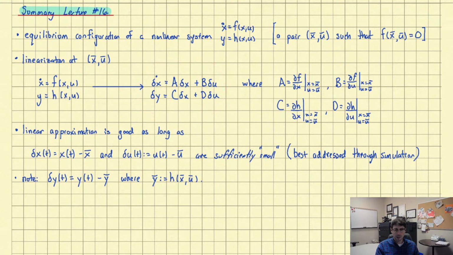So first, let's talk about the matrices A, B, C, and D. A is just a matrix of partial derivatives of the nonlinear model with respect to x. So you take the nonlinear state equation, take partial derivatives of this function with respect to x, and that gives you the A matrix. Don't forget to evaluate it at the equilibrium configuration.